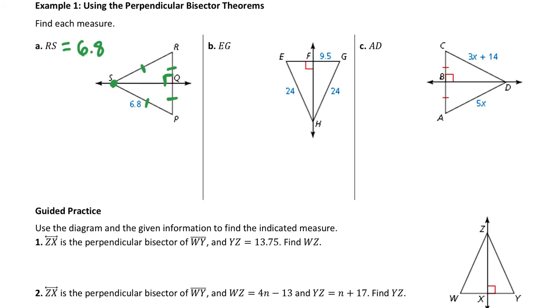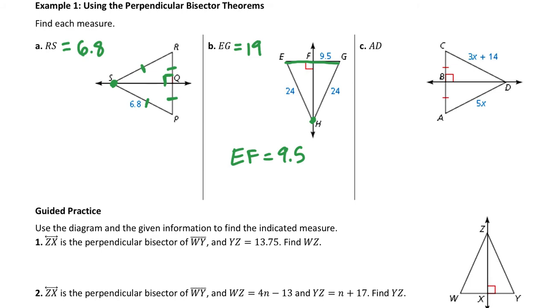Okay. So in the next example, EG, we are finding the length of this entire segment. Since H is the same distance from G as it is from E, and this line, FH, is perpendicular to the segment EG, we can say that EG is being bisected, meaning that EF also equals 9.5. Using that knowledge, 9.5 times 2, or 9.5 plus 9.5, is 19. So EG is 19 units long.